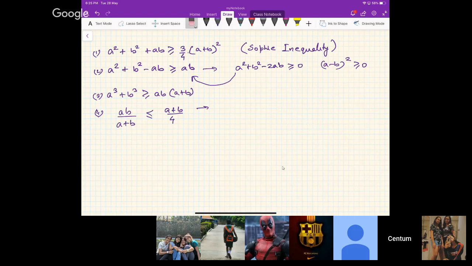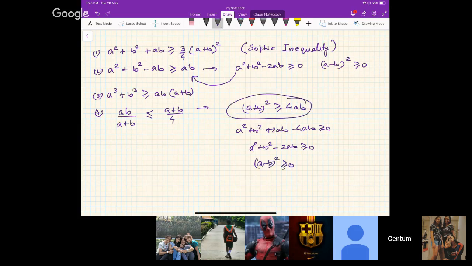So basically you have to prove that. What do you need to prove? You need to prove that (a+b)² is greater than or equal to 4ab. That means a² + b² + 2ab − 4ab is greater than or equal to 0, which is true. Why? Because this is nothing but a² + b² − 2ab is greater than or equal to 0, because (a−b)² is also greater than or equal to 0. So this holds. If this holds, then this holds.